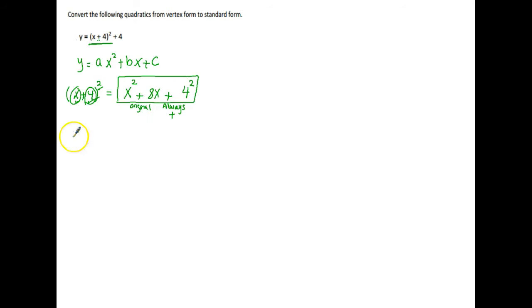So y equals x squared plus 8x plus 4 squared is 16. But then we have another 4 up here, plus 4. Now combine like terms. y equals x squared plus 8x plus 20. So now we just converted the vertex form into a standard form.